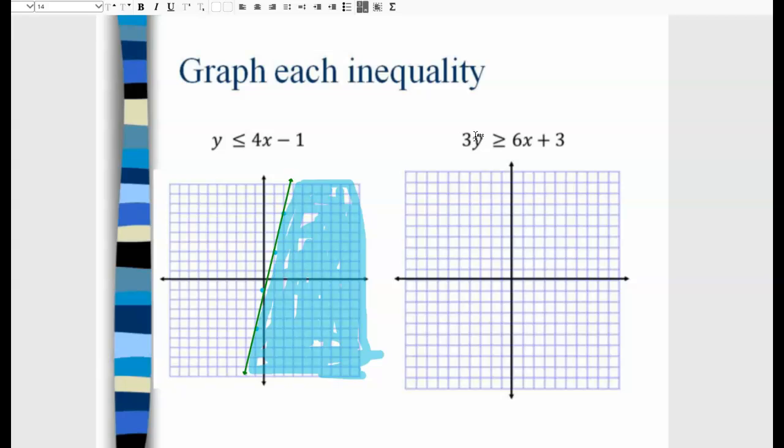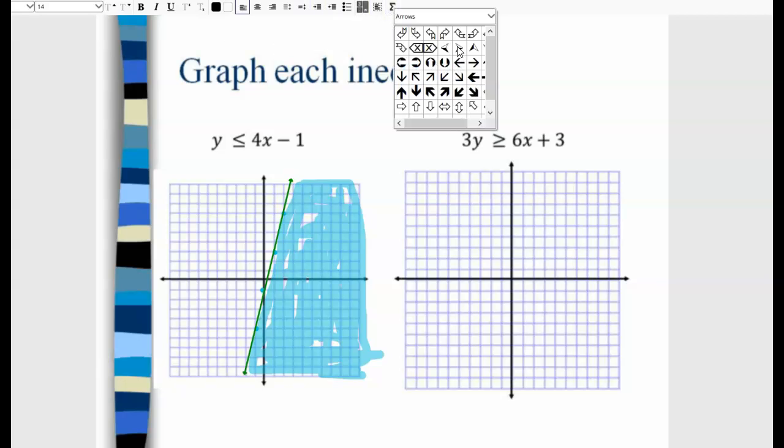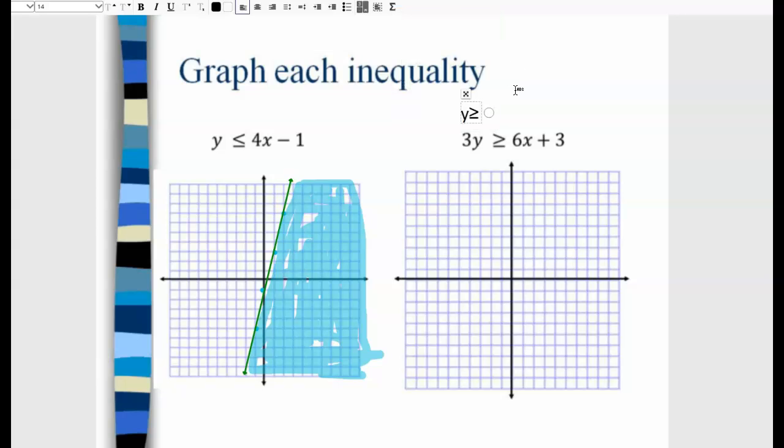In the second part, we have 3y greater than or equal to 6x plus 3. We're going to divide both sides by 3. So that gives y greater than or equal to, we've divided by 3 now, so 6 divided by 3 is 2x plus 3 divided by 3, which is 1. So I have y greater than or equal to 2x plus 1.